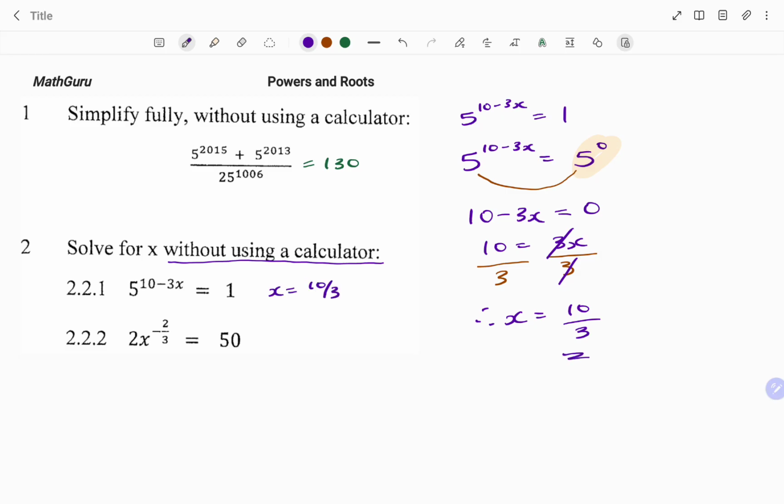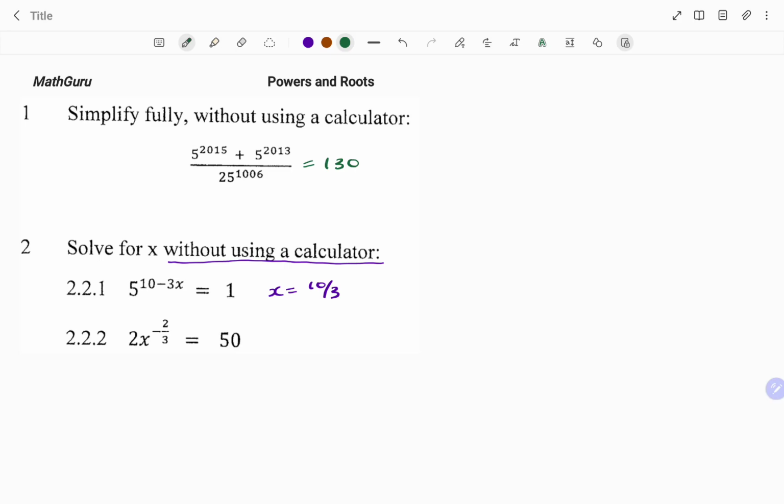And the last part of the question says 2x to the power of negative 2 over 3 equals 50. I'm going to write that out. That's 2x to the power of negative 2 over 3 equals 50. I'll start by moving my 2. To get rid of my 2, that means I'm going to divide both sides by 2. 2 into 2, 1. So I'm left with x to the power of negative 2 over 3 equals 50 divided by 2. That's 25. And then to get rid of my power, I'm going to multiply by the inverse. That will make it 1.